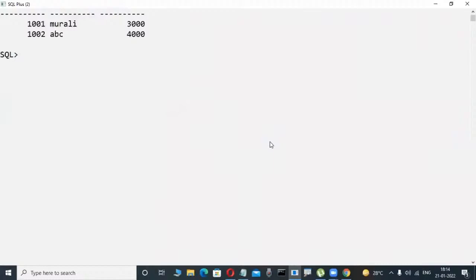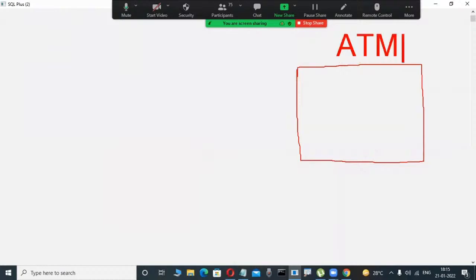Now check out the scenario. Slowly observe it here. This is an ATM machine, for example. One scenario I'm telling, that's enough. Now, what is my balance in my account? 3000 is the balance. Observe here, my balance is 3000, for example. Today, I decided to withdraw some amount, for example.